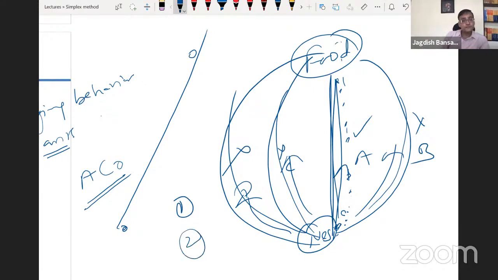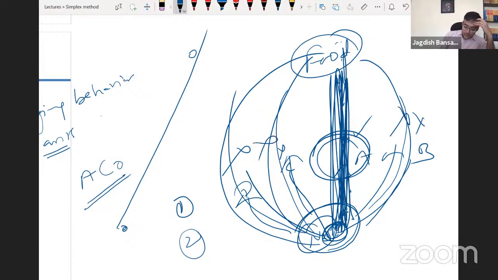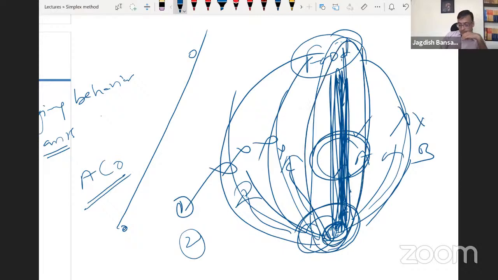The second rule is to follow the high concentration of pheromone. When the next ant moves, it will see that this particular path has more pheromone as compared to these 3. So more and more ants will keep on moving on this path because it is the shorter path, right? Ultimately, after a few iterations, all the ants will keep on moving only on this path, and no ant will be on these paths. So after a few iterations, this path will be the shortest path.